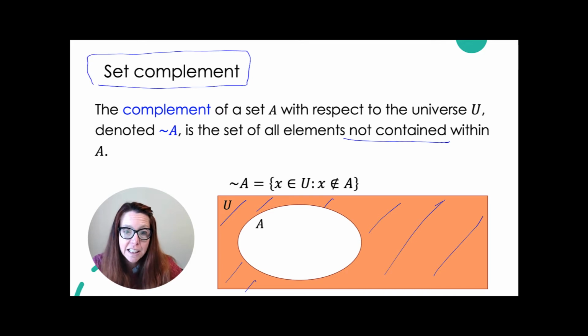And formally, we denote this as a tilde A, and we represent that using set abstraction notation as all of those elements x in U such that x is not equal to A.